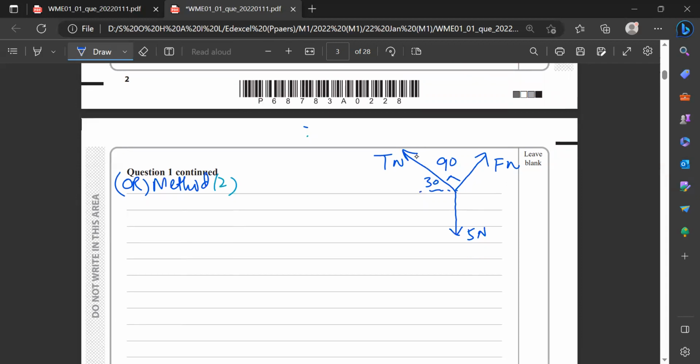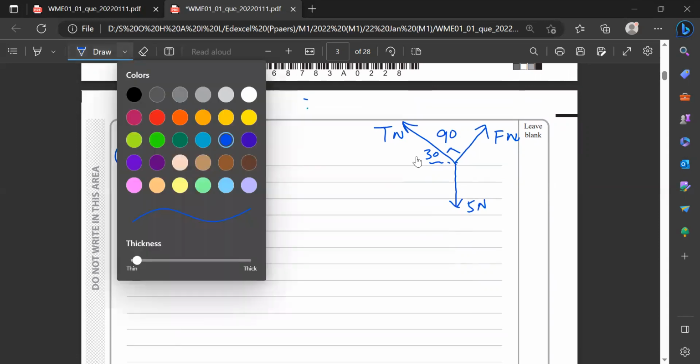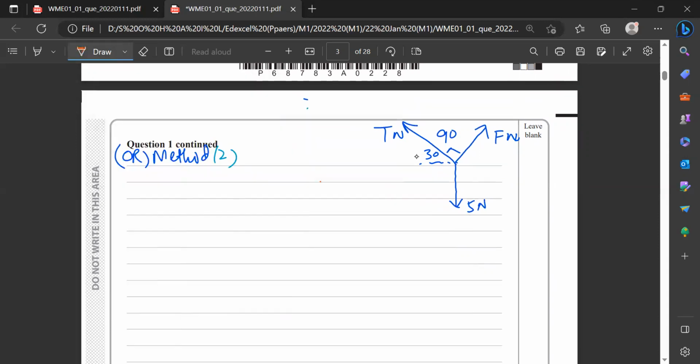As it is in equilibrium, there is no resultant. You can always draw a closed polygon for such cases. As there are three forces, we can start with any force, like T or 5 or any other. Let us start with F newtons force. So F newtons force is here. I'm just drawing the F force here. This is F newtons.